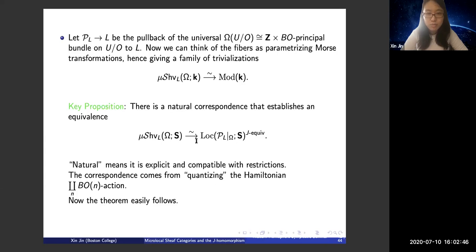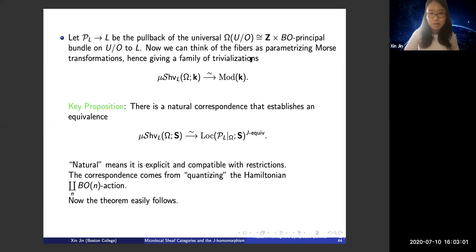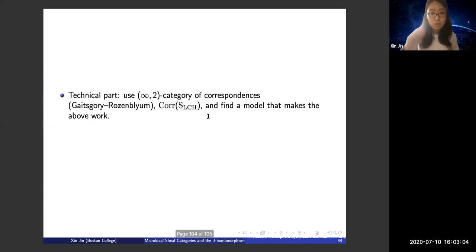So then this sheaf of categories is classified by something like first mapping to U mod O and then the delooping of this J. Of course, you have to write down many of the details because there are a lot of structures here. So you need some machinery to give a precise and clean argument. Here we employ the (infinity, 2)-category of correspondences defined by Gaitsgory and Rozenblyum and find some model that makes this work.